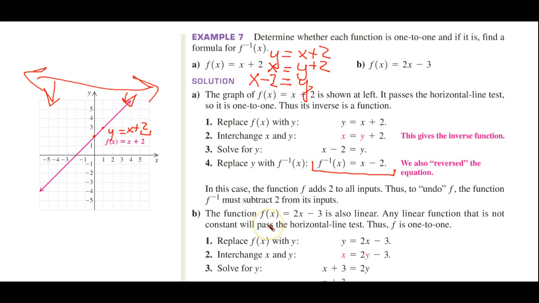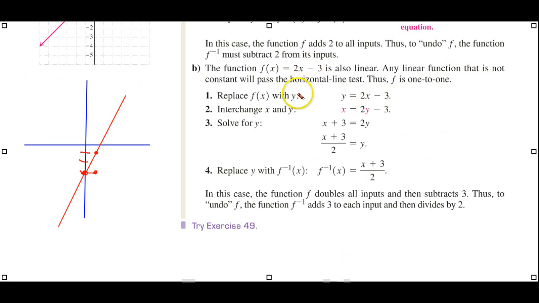All right, let's do letter B. Now in letter B, here's our basic function, and it's linear. In fact, I made a graph of it. -3 is our y-intercept. Our slope is 2 over 1, so we went over 1 up 2. There's our line. It passes the vertical line test, so it is a function. It also passes the horizontal line test, so it is one-to-one. Now let's use this formula. y equals 2x minus 3.